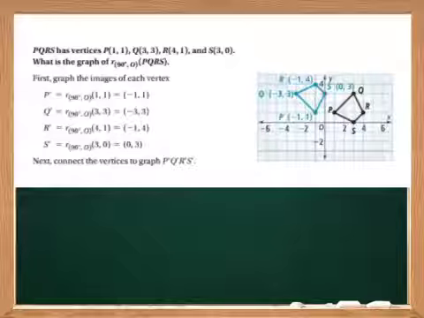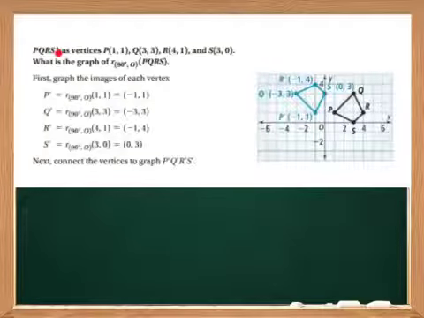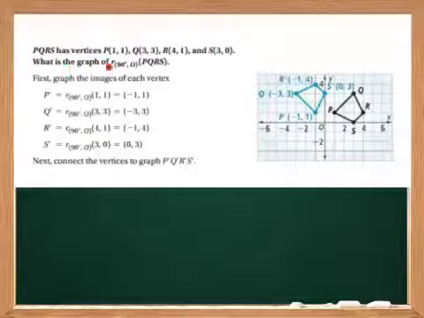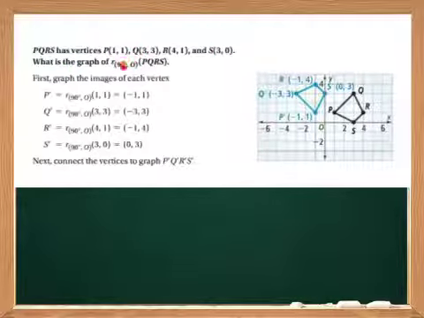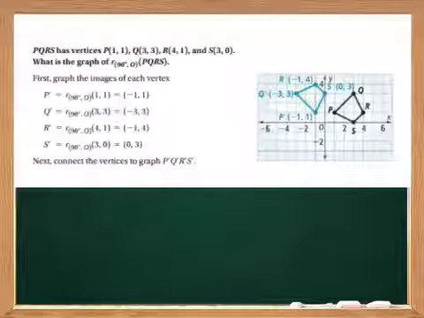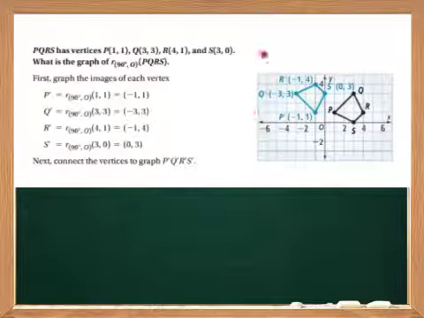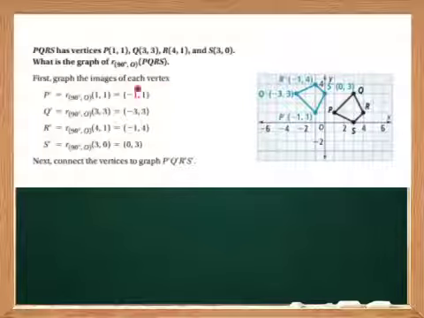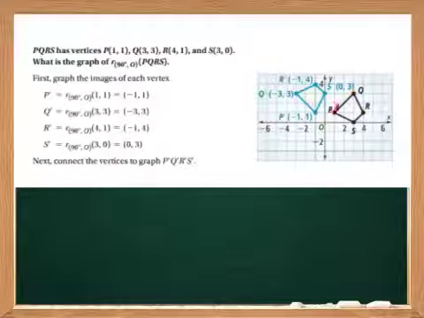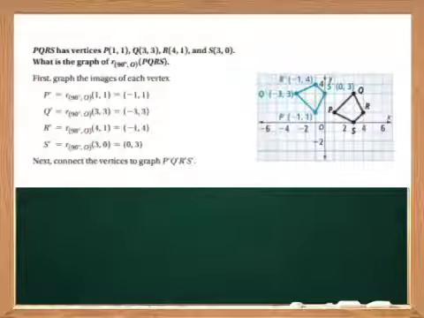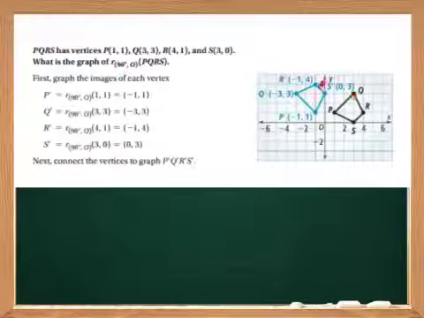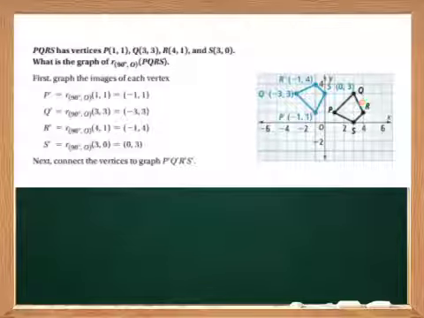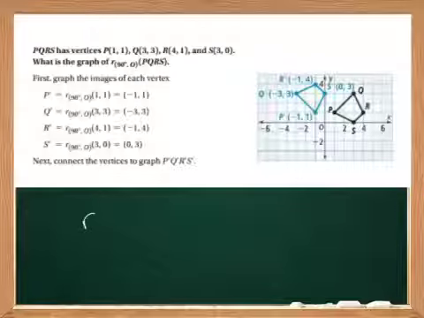Now trying this example, we have quadrilateral PQRS and it has vertices with these coordinates. We want to graph a 90 degree rotation about the origin of quadrilateral PQRS. So this should be done on graph paper as well. First, you graph the pre-image and then the images for each vertex. So first plot the points for the pre-image. We're rotating it 90 degrees, and that's always counterclockwise. What happens for our 90 degree rotations, as we said.